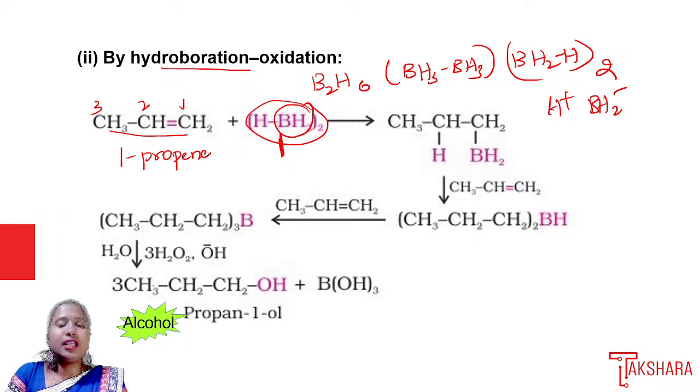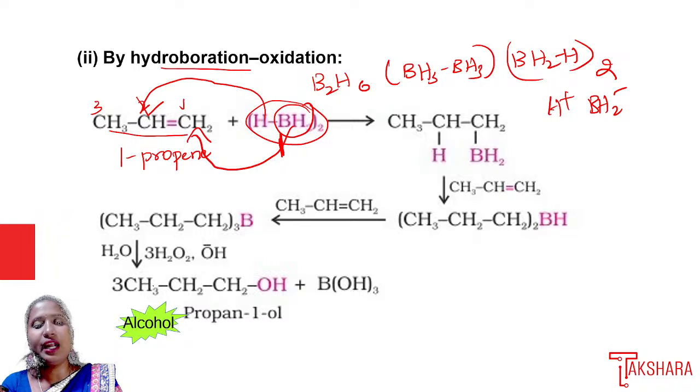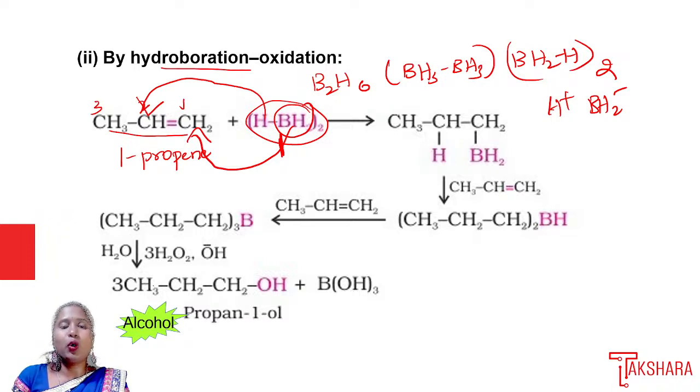So this H is going to combine according to Markovnikov's rule. H is going to combine with the carbon which has fewer hydrogen atoms, and BH2 is going to combine with the carbon which is attached to more hydrogen atoms. So what product do we get? CH3 is there, CH and H attached to CH, CH2, and the double bond is converted into a single bond. So BH2 gets attached to CH2. So this is the first boron derivative compound, we say.